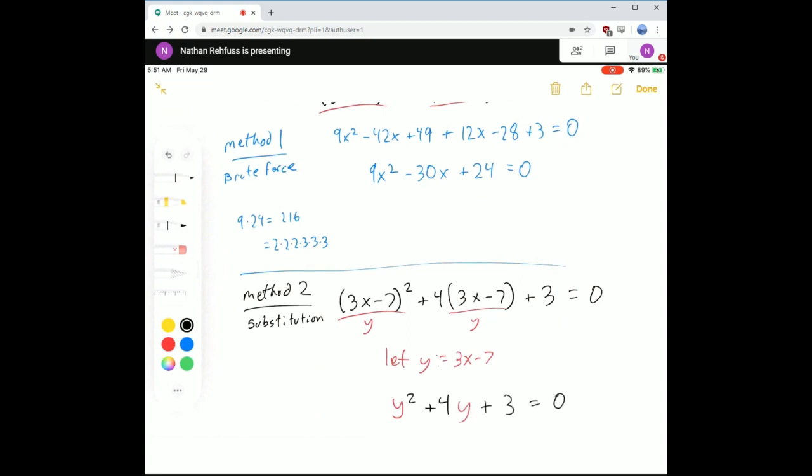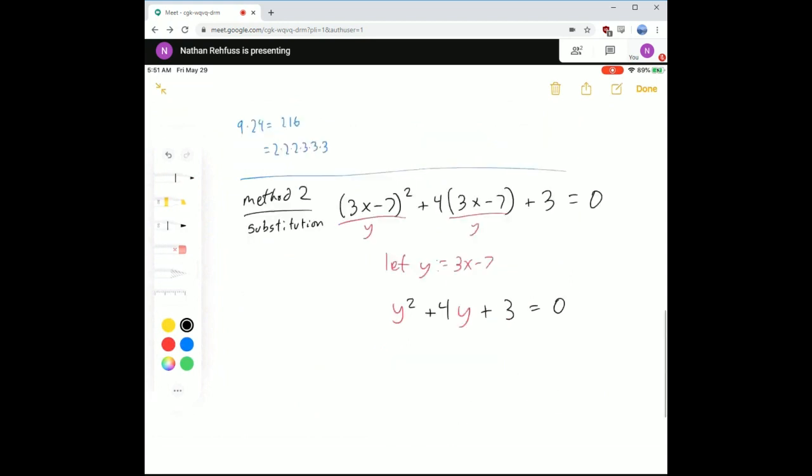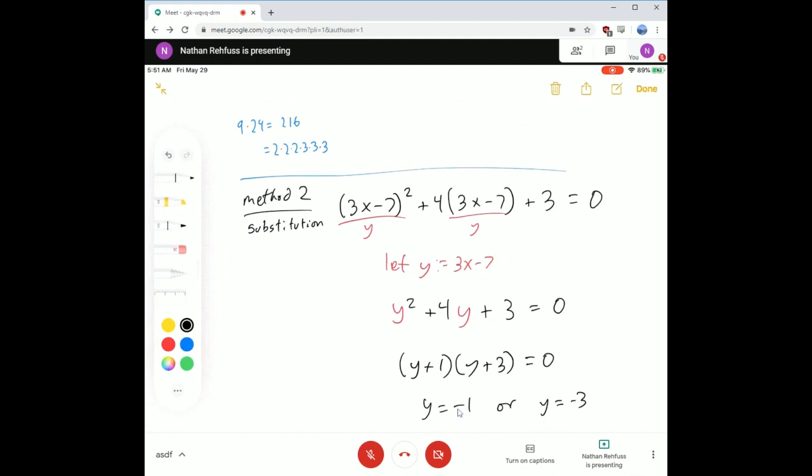And I know how to factor this. I factor it as y plus 1 times y plus 3 equals 0, no problem. So then y equals negative 1 or y equals negative 3, because negative 1 would make this factor 0, negative 3 would make this factor 0. This is the zero product property again. So that's really easy. Just y is negative 1 or y equals negative 3.